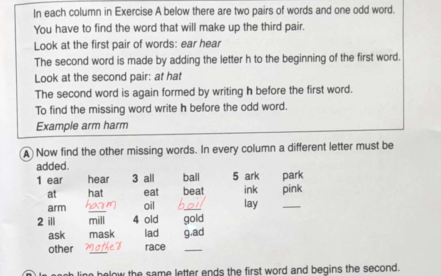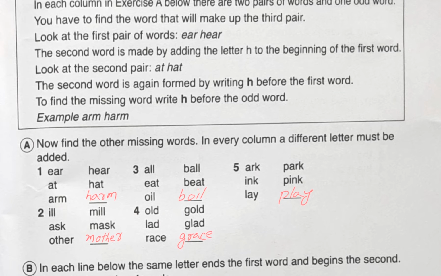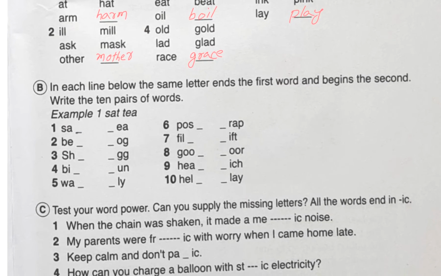Number 4: old, gold, let, glad. So see what we are using here, G. So here race, right, here race. Before that we will use what? G, grace. Number 5: arc, park, ink, pink, lay, what? Here we have used P before all the words, like arc. Before arc we have used here P. Before ink we have used here P. So before lay we have to use P, play.